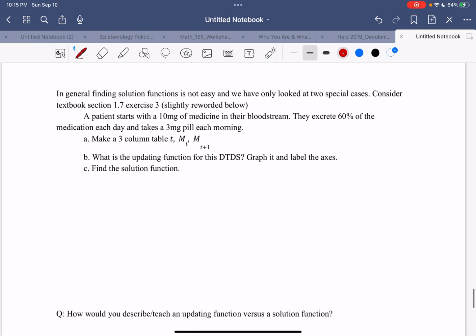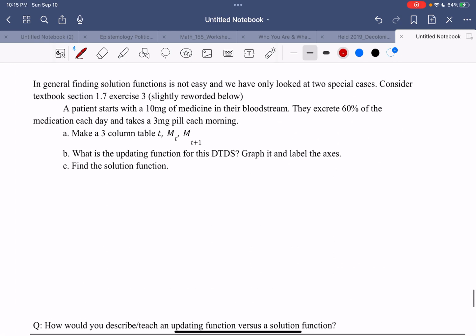And you might be thinking, why do I care? Why do we use this? Well, medication, right? In general, finding a solution function is not easy. That's true, we've only looked at two special cases. All right, so here's a textbook exercise. I edited it a little bit just to make it a little smoother, in my opinion.